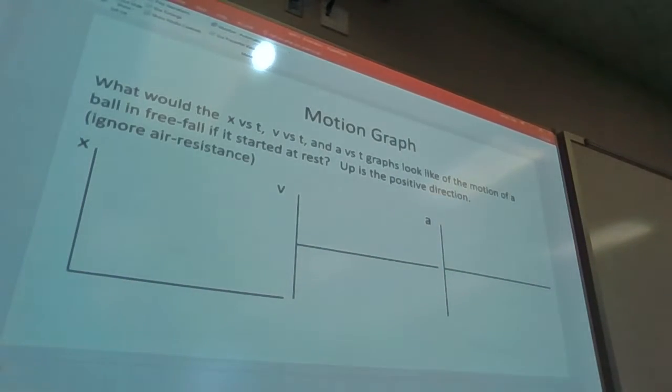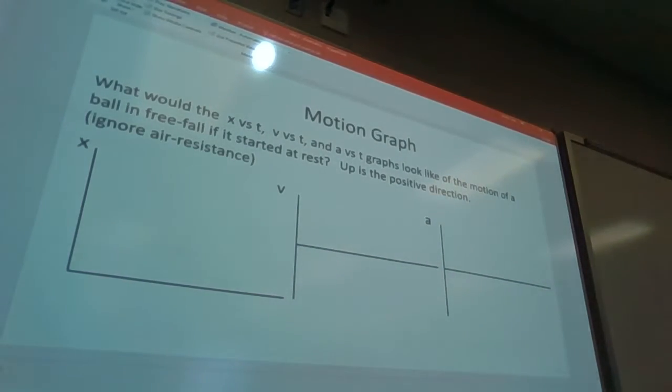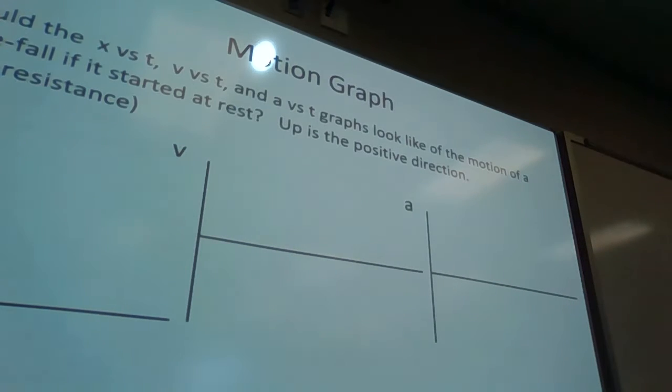Draw a position versus time graph, velocity versus time graph, and acceleration versus time graph of something dropping. Okay? Something. And up is the positive direction, and we're ignoring air resistance.